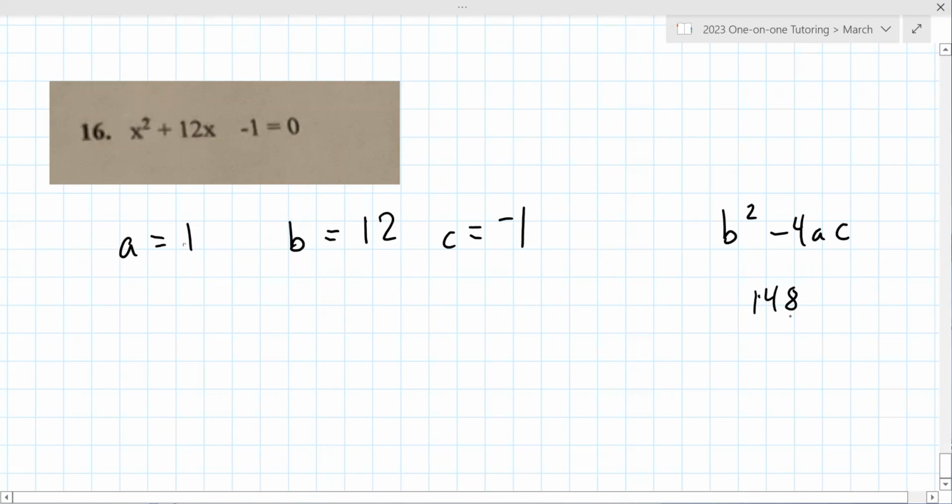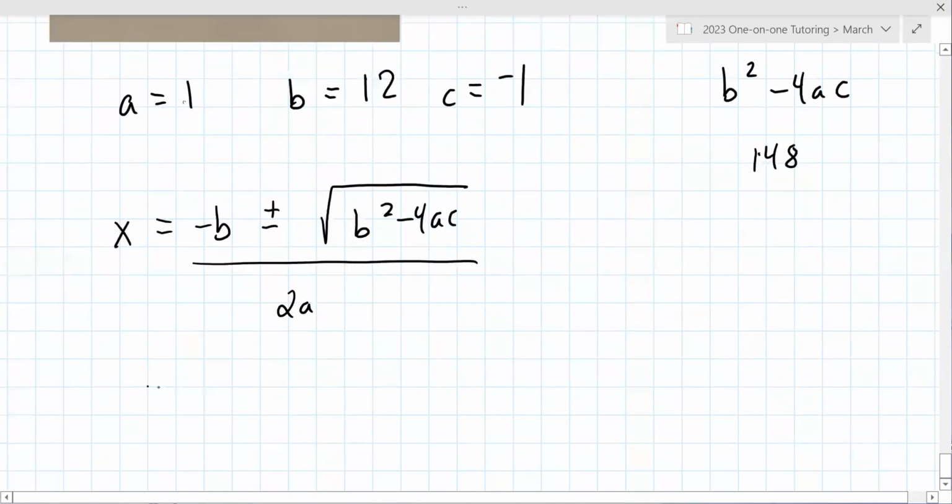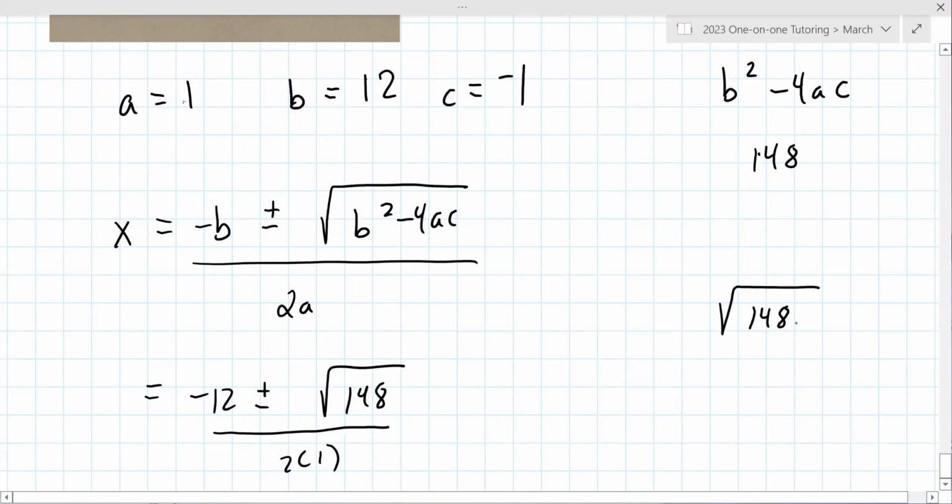12 squared is 144, but it's not a perfect square. So we're looking at a situation where you have to reduce the root, unfortunately. So I recommend setting it up, go ahead and entering those values into the formula here. And then coming off to the side, and in this case, you have to reduce this root here. So do that together here. It's 2 and 74, 2 and 37. 37 is a prime number.